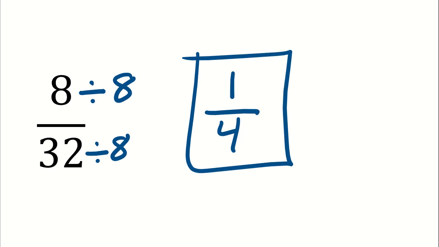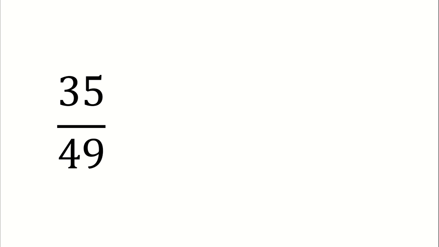Let's do another one. Now we have 35 and 49. We got to simplify these numbers by simply coming up with the greatest common factor. 1 times 35 is 35. 2 won't go into 35. 3 won't go into 35. 4 won't go into 35, but 5 will. We know that 5 times 7 is 35.